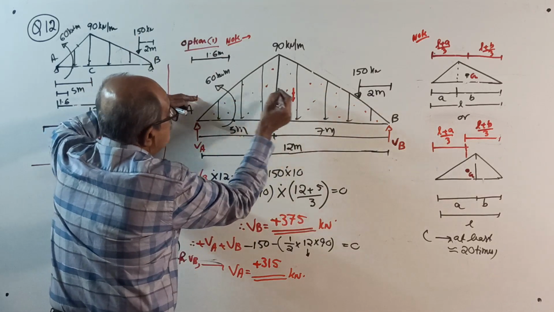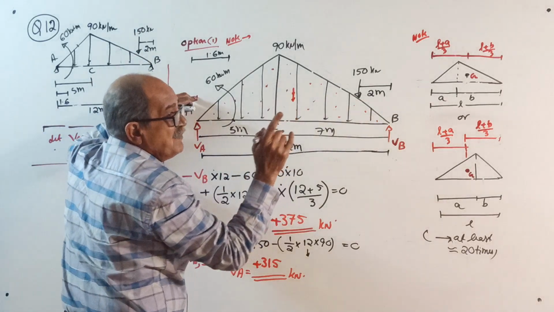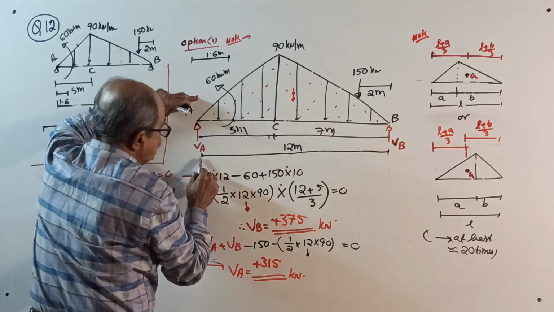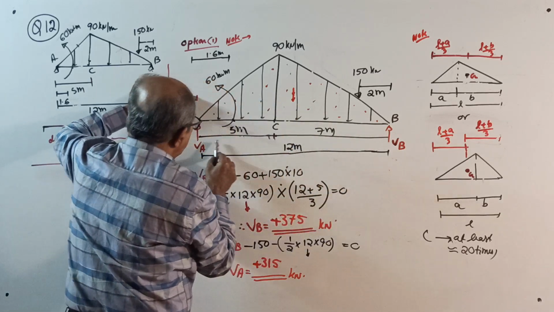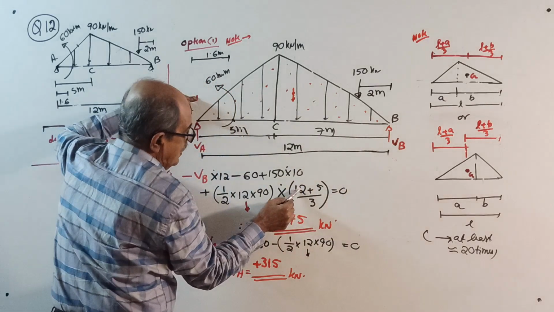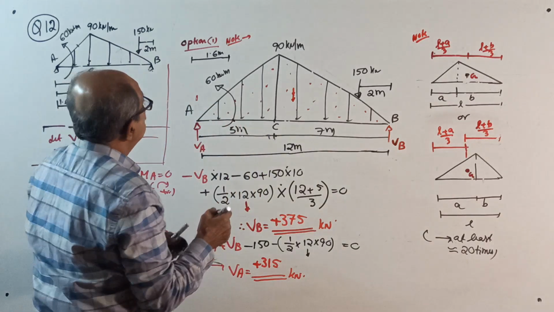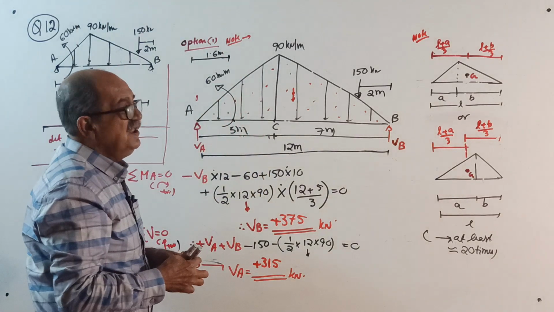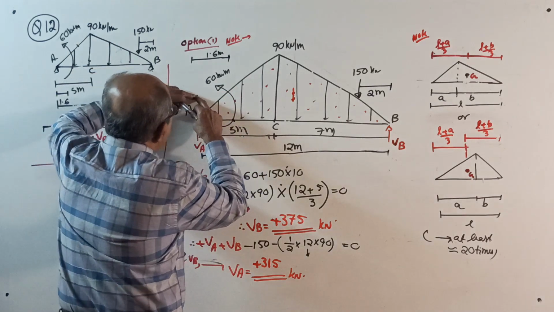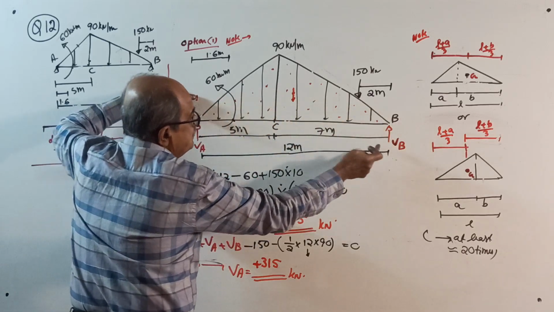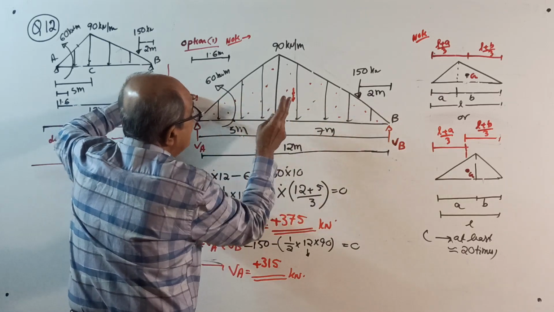From here to there, write it with a pencil mark here. This distance is total length 12 plus cut length 5, divided by 3. There is no place to write here, but those who want, you write here. If you are serious, write a pencil line here. From here to this centroidal point is total length 12 plus this cut length 5, divided by 3.